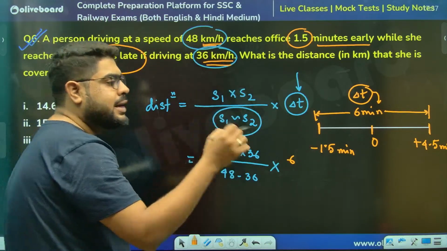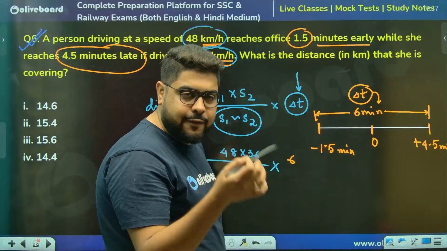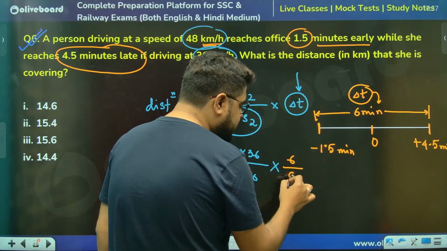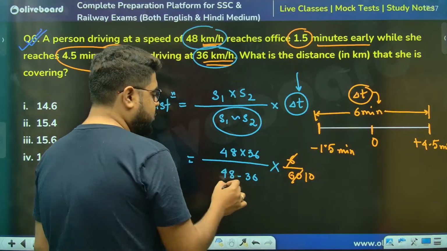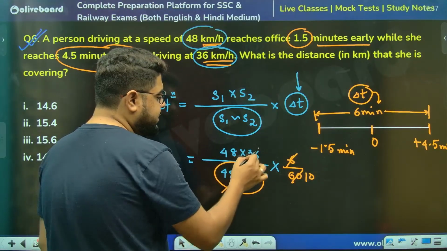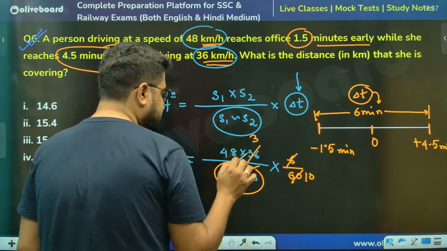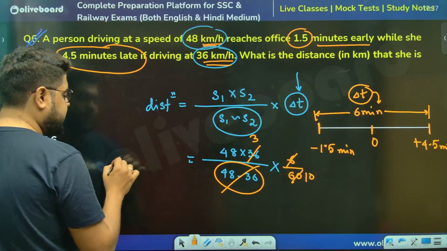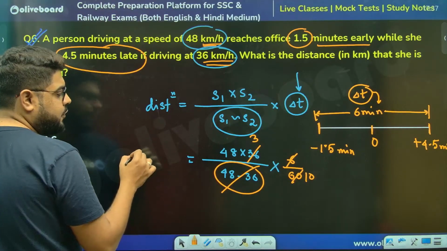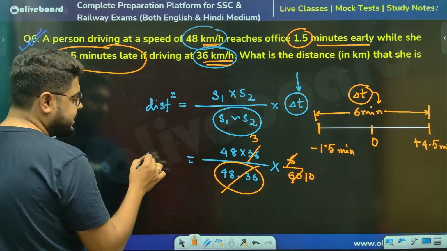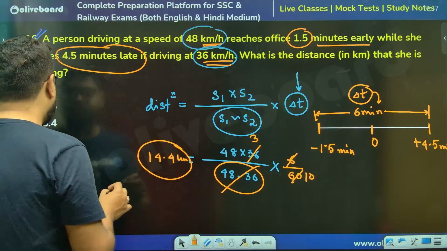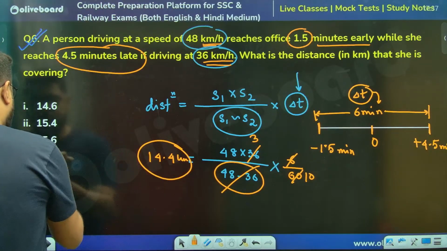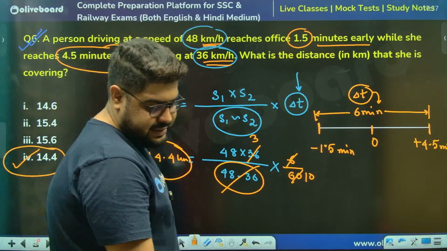I cannot suddenly put this in minutes. I have to convert to hours. So by 60, this is 1 by 10. And on this side, this is 12. 12 threes are this. Done. 48 into 3 is 144. 144 by 10, directly I can say 14.4 kilometers. Option number 4 is your correct answer.